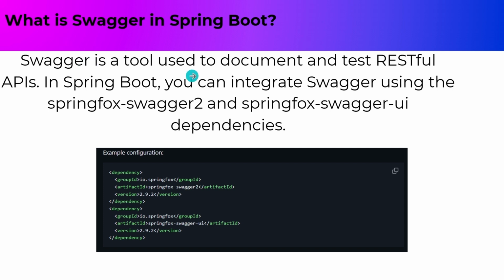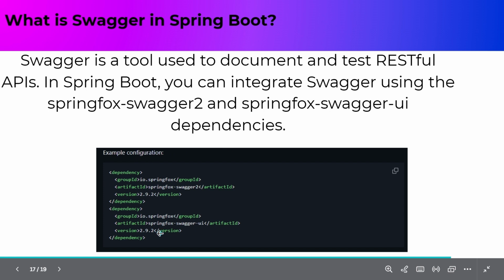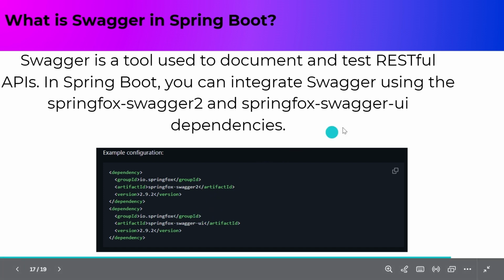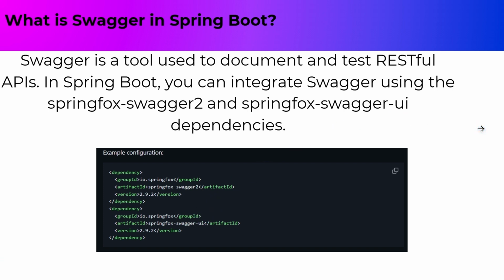Swagger is a tool used to document REST APIs in Spring Boot. You can integrate Swagger using SpringFox Swagger 2 and SpringFox Swagger UI. Once you add these two dependencies, two starters, you can implement Swagger, so you can provide your API documentation to your clients as well. I will do one separate video on Swagger UI, how you can integrate it and how you can expose your endpoints to your clients. Please let me know if you want it.